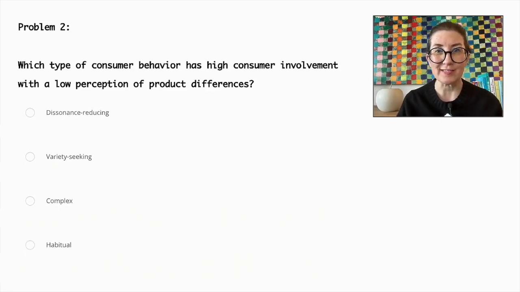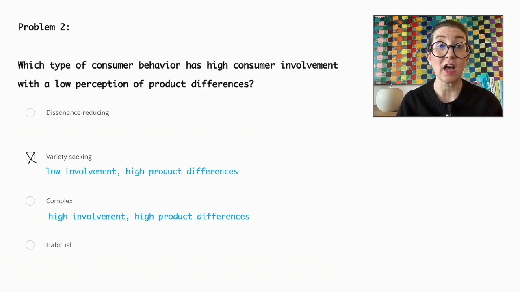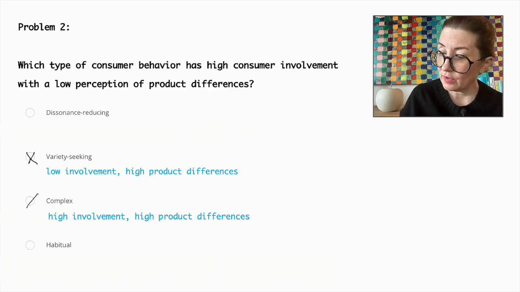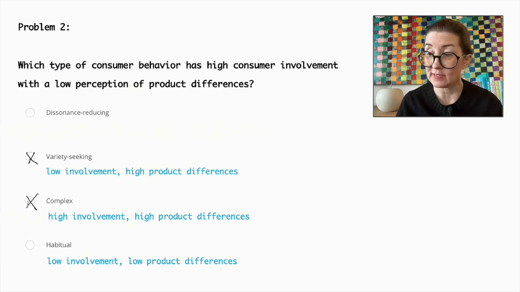Variety-seeking behavior is incorrect because it involves low involvement and high product differences. So let's eliminate that answer. Complex behavior is incorrect because it involves high involvement and high product differences. So we can also cross that out. Habitual behavior is incorrect because it involves low involvement and low product differences. So let's cross that out as well.